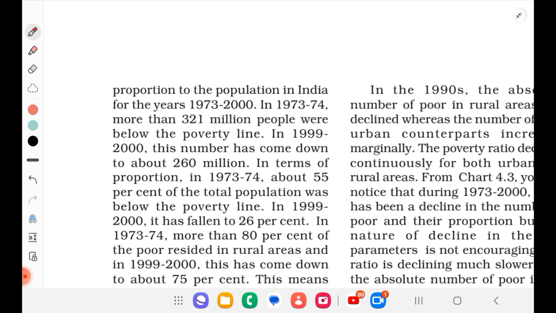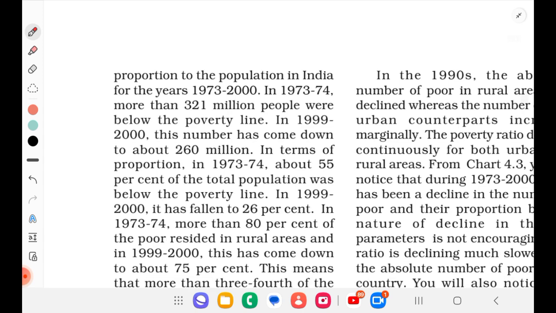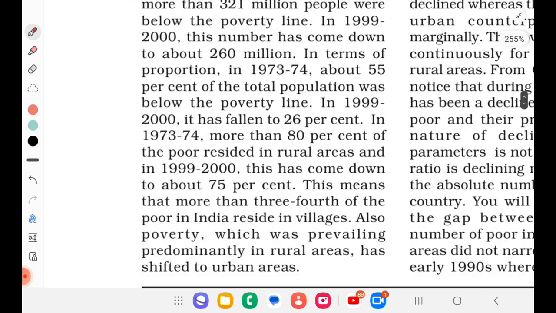In 1973-74, more than 80% of the poor resided in rural areas, and in 1999-2000, this came down to about 75%. This means that more than three-fourths of the poor in India reside in villages. Also, poverty, which was prevailing predominantly in rural areas, has shifted to urban areas.